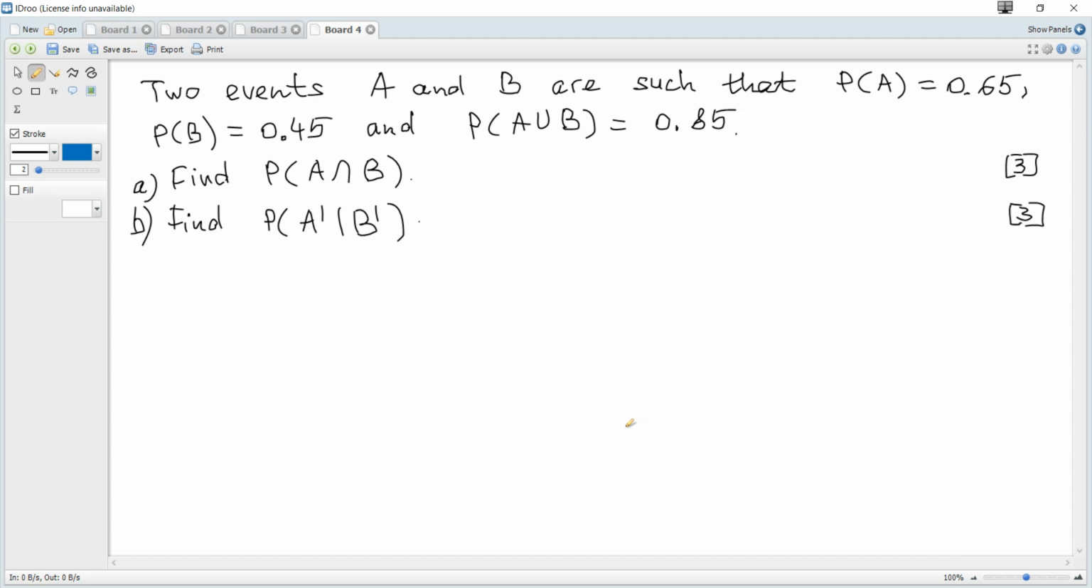Two events A and B are such that probability of A is 0.65, probability of B is 0.45, and probability of A or B is 0.85. Question A: find probability of A and B.